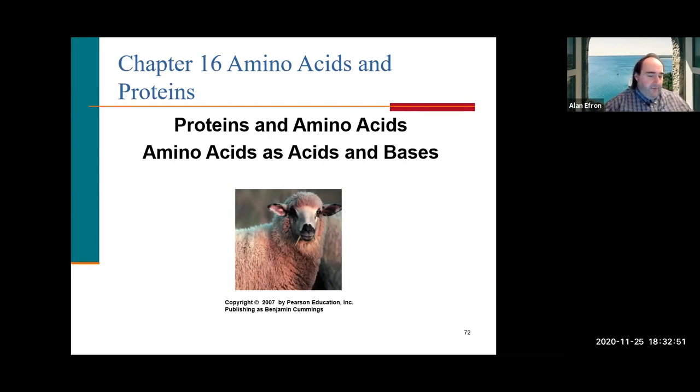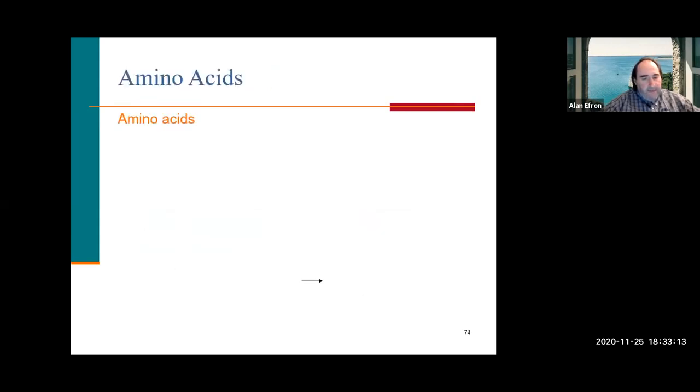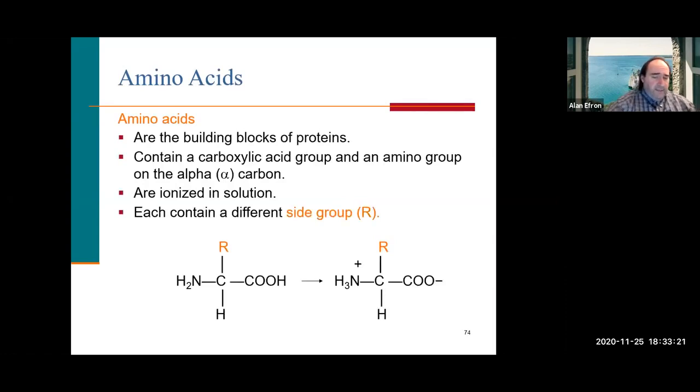So we're going to talk a little bit about proteins and amino acids. Obviously, proteins provide a lot of different functions. There's structural proteins, there's transport proteins, there's storage proteins. Some are hormones and protective type proteins. But pretty much all proteins are made up of amino acids. And amino acids are basically the building blocks of proteins.